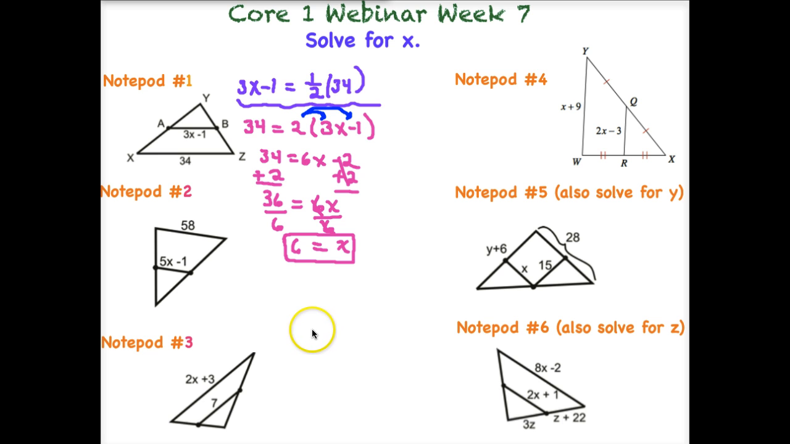And then Israel, you're really close. X plus 9 equals 2. But then it should be times that short side, right? That short side isn't 3. The short side is 2x minus 3. So you need to take it as equals 2 times 2x minus 3, because that's what the length of that short side is.